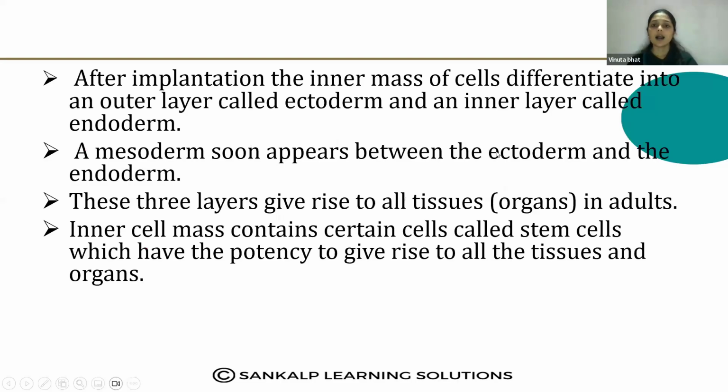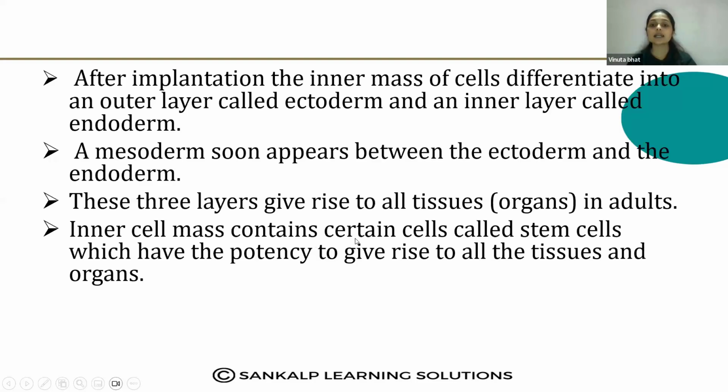Then after the implantation, the inner cell mass differentiates into an outer layer called ectoderm and an inner layer called endoderm. A mesoderm soon appears between the ectoderm and the endoderm, and these three layers give rise to all the tissues in adults. Remember this: ectoderm, endoderm and the mesoderm. These three layers give rise to all the tissues in adults.